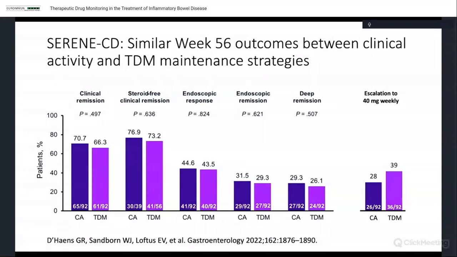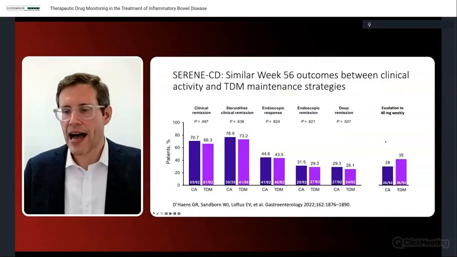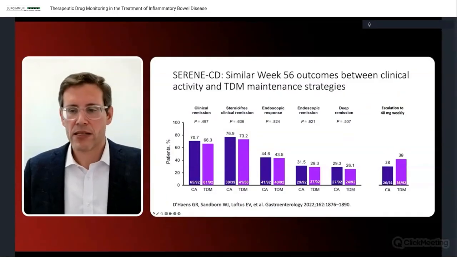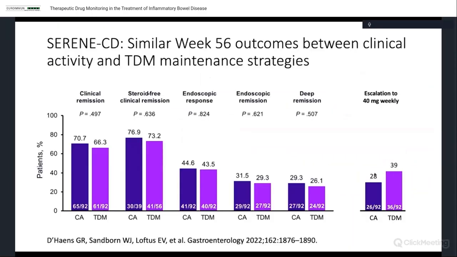One point I'd like to highlight, though, is how many were indeed escalated to 40 milligrams weekly from every other week on each of these strategies. And although it was higher in the TDM-based group, 39%, it was still a reasonably high rate of dose escalation in the clinical advanced strategy of 28%.